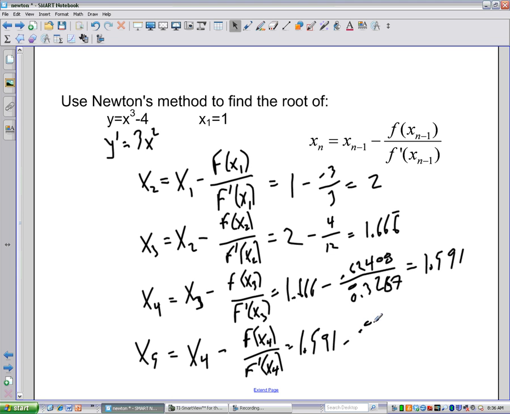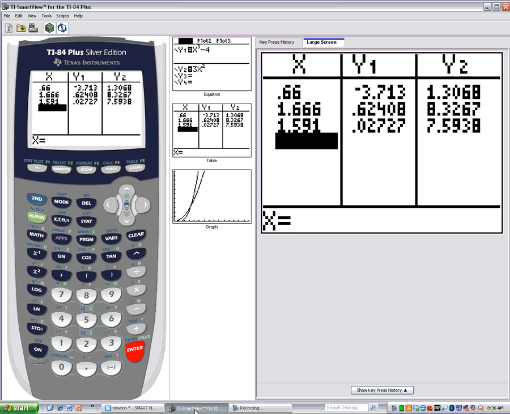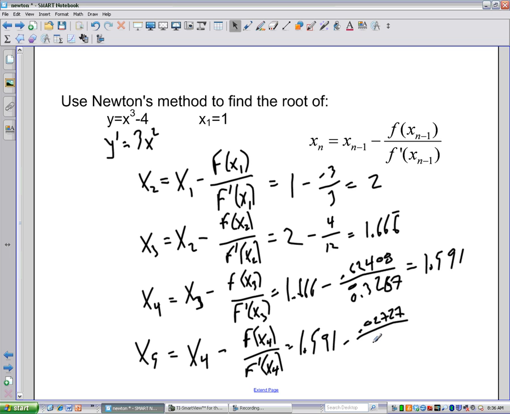Minus 0.02727, I think that was the number. And the other number was 7.5938. I jump to the other calculator. 1.591 minus 0.02727 divided by 7.5938. I don't know if it makes too much difference at this particular moment. And I end up with 1.587. Okay? So here's the thing.